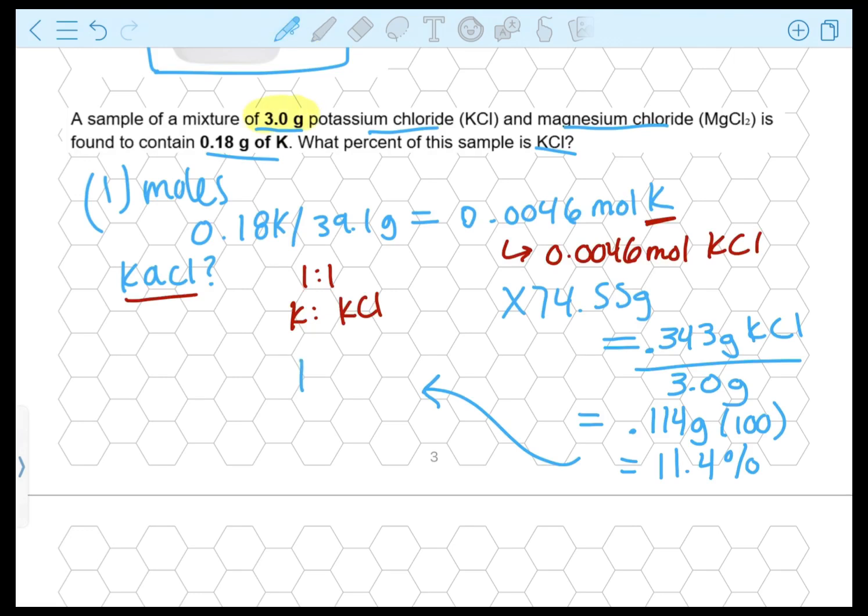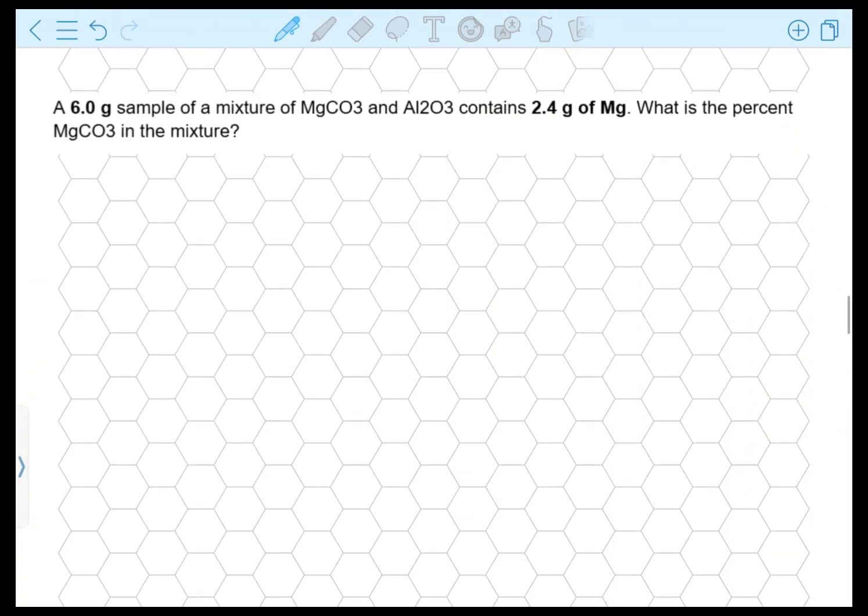And remember sig figs, so in the original problem, we can see that we're given 2. So I'm going to round my final answer to 2 sig figs, which would just give us 11%.